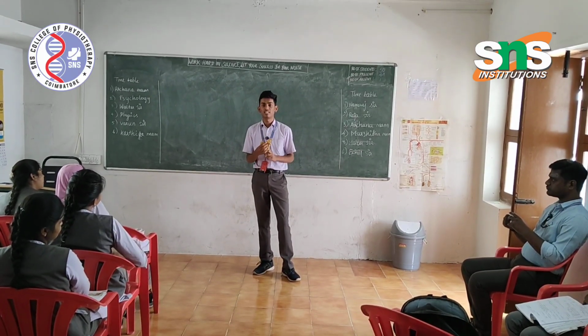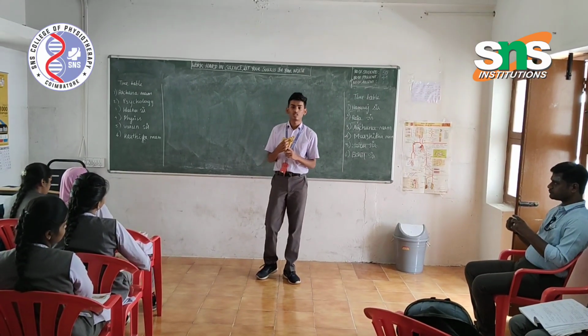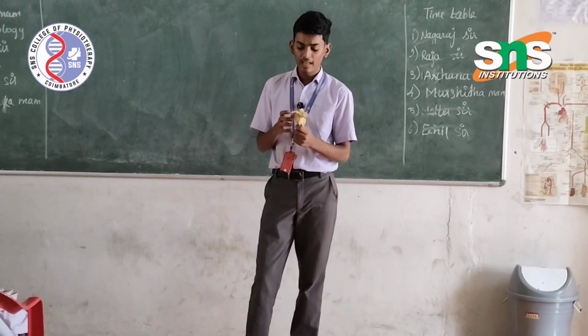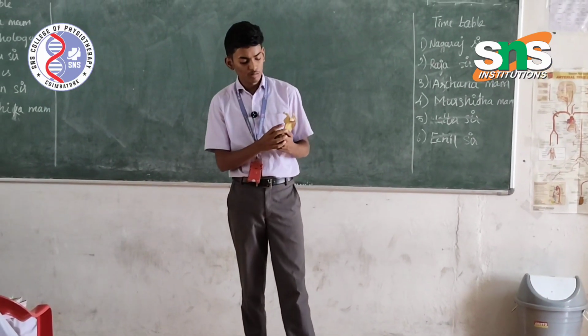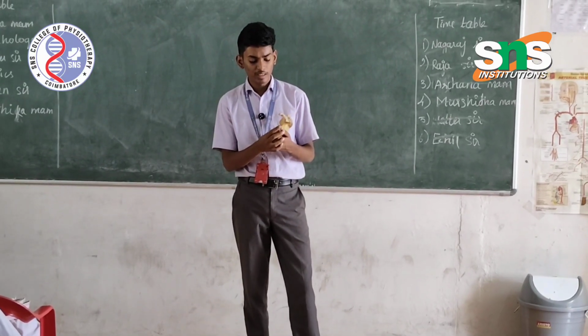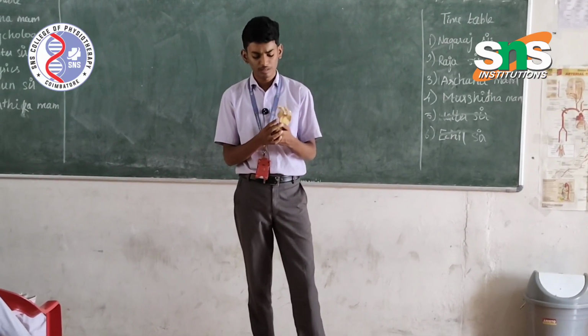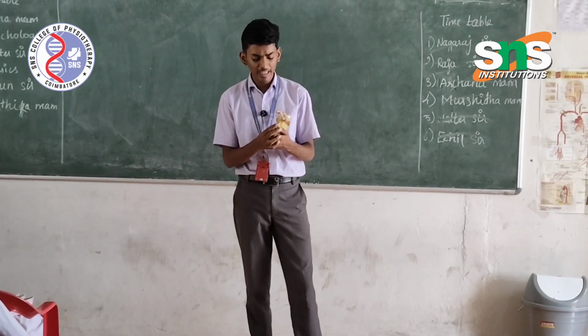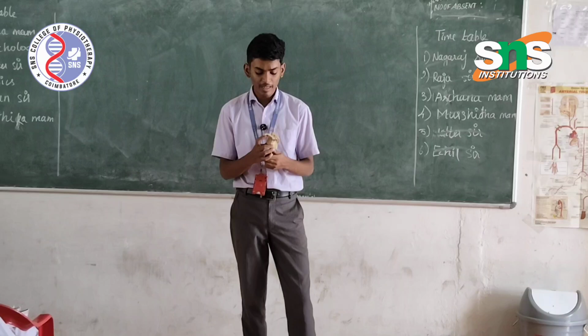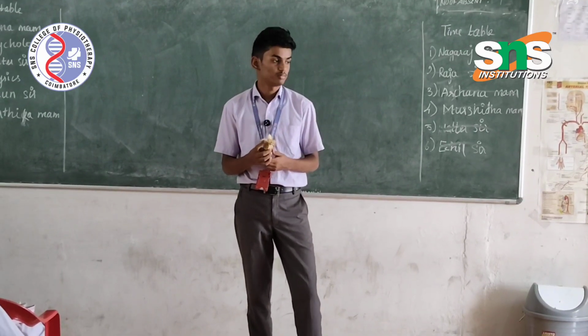Here we can see the small notch, which is called the suprascapular notch, and in the glenoid cavity there are two tubercles: the lower one is known as the inferior glenoid tubercle, and the upper is known as the superior glenoid tubercle.